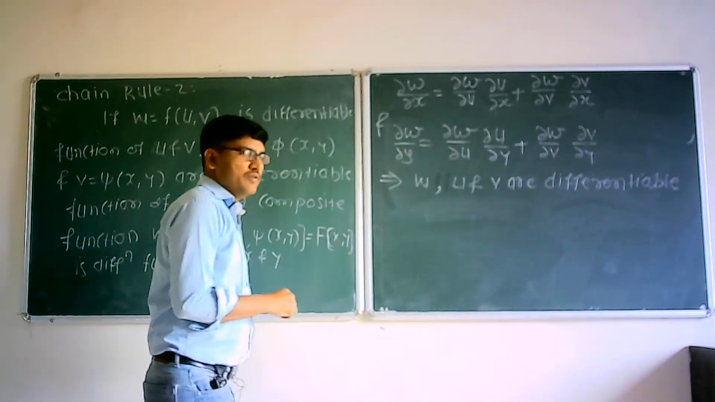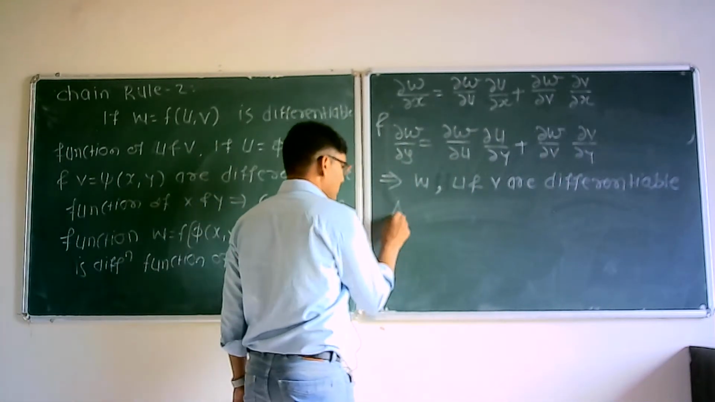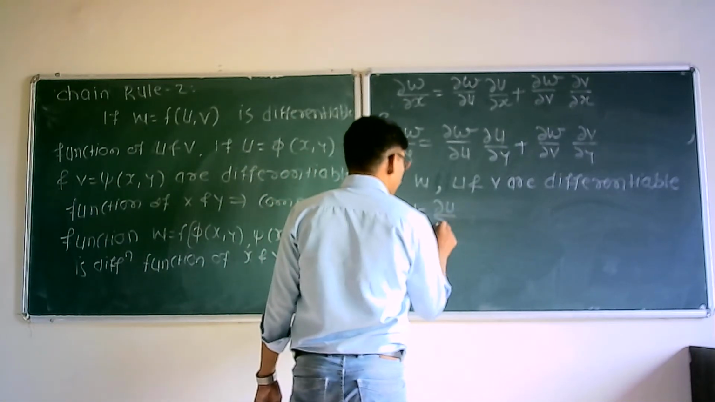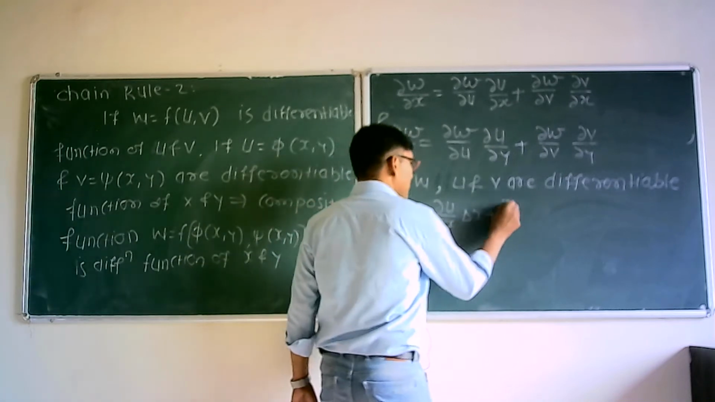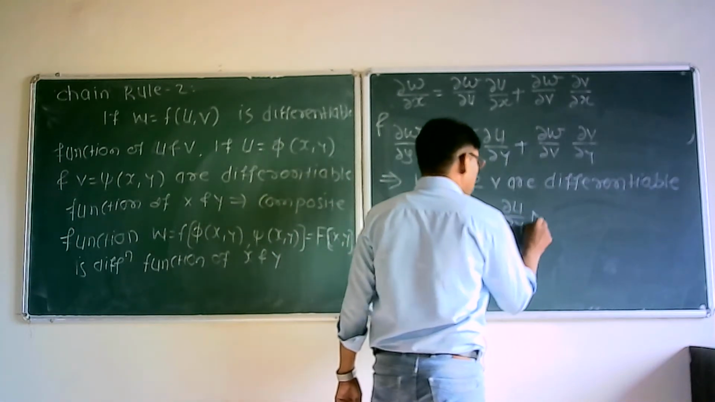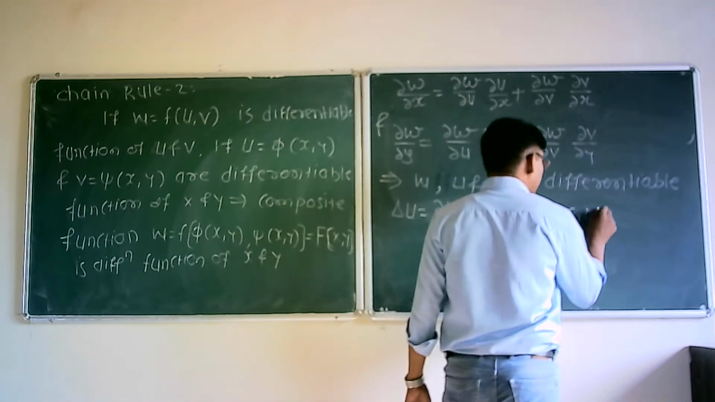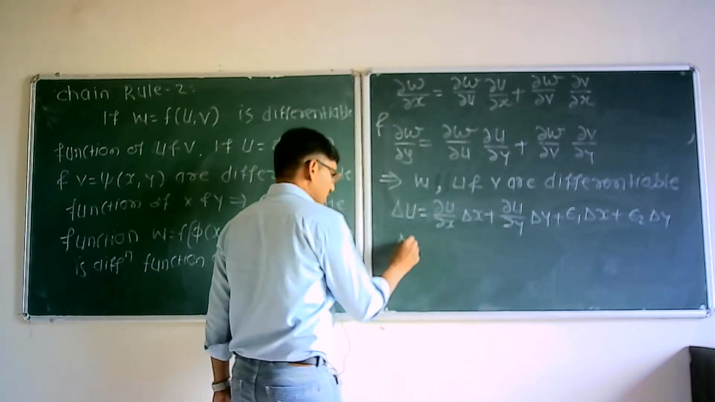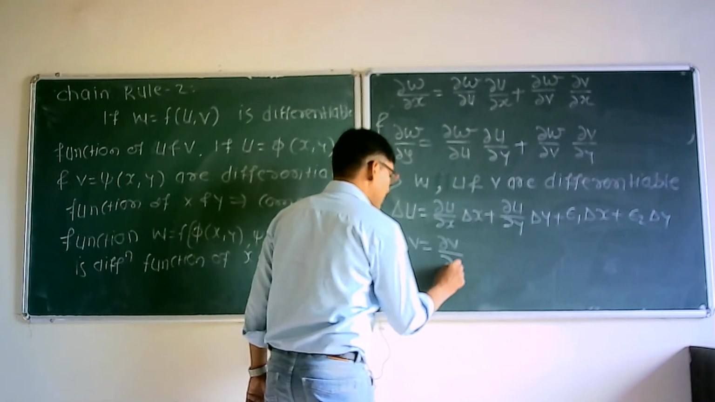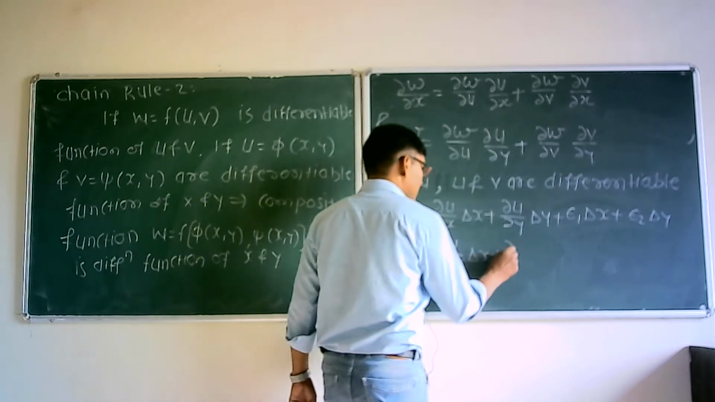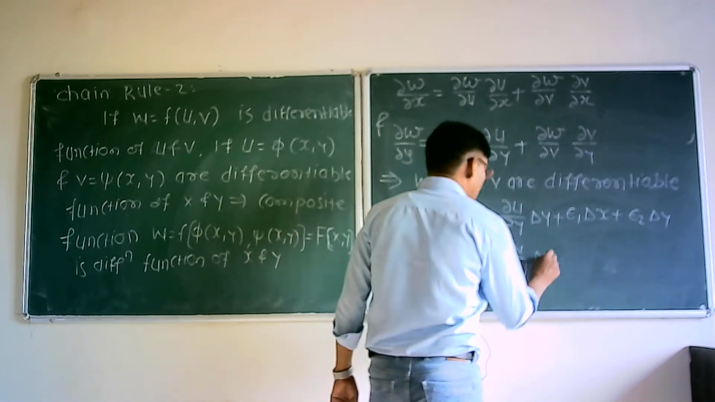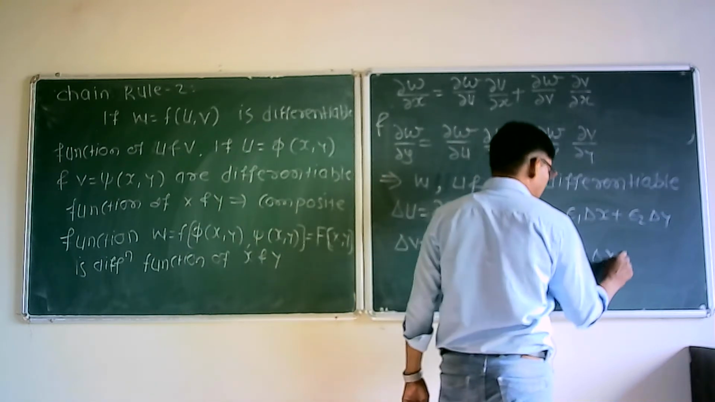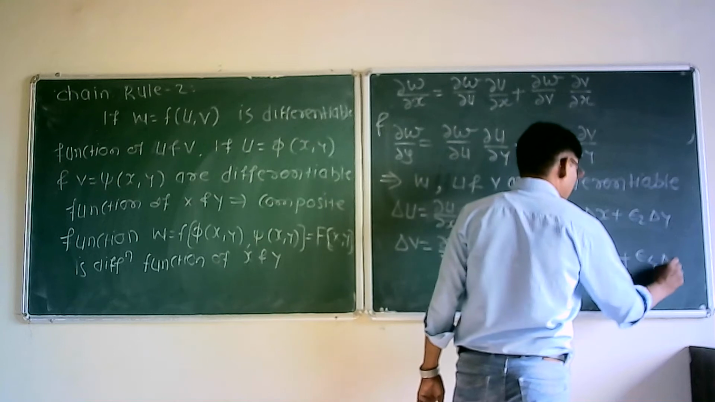Therefore its increment function delta u can be written as delta u by delta x into delta x plus delta u by delta y into delta y plus epsilon 1 delta x plus epsilon 2 delta y. Similarly, the increment function delta v can be written as delta v by delta x delta x plus delta v by delta y delta y plus epsilon 3 delta x plus epsilon 4 delta y.